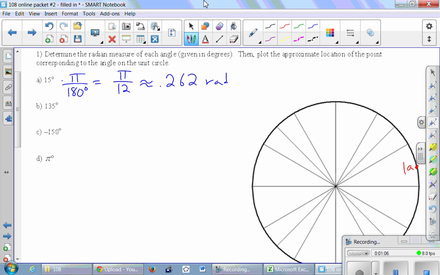Part B, 135 degrees. Same thing, multiply by the right thing, which is pi over 180. Pi can stay, and then reduce the fraction that's left over. And we get 3 pi over 4. And again, if you want a decimal, you can type that in.